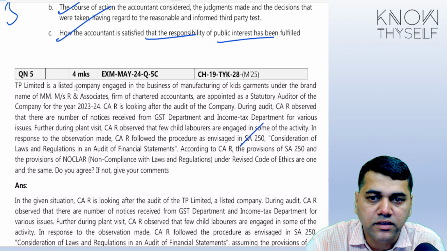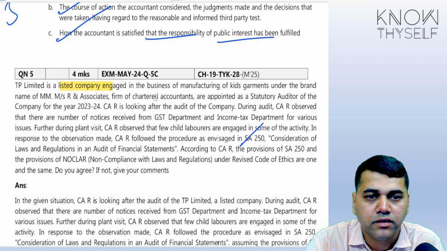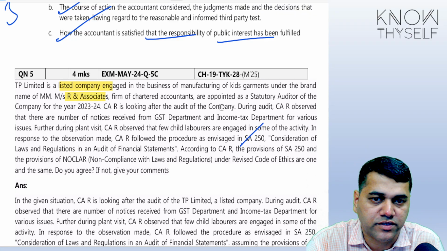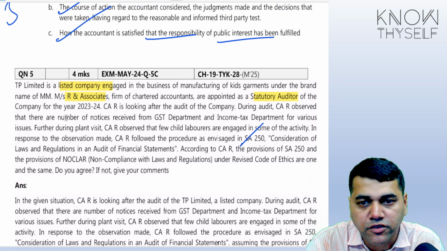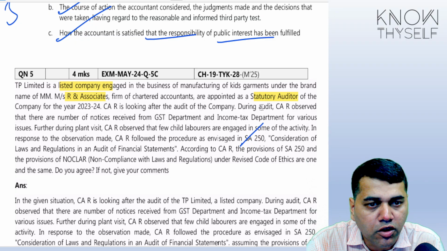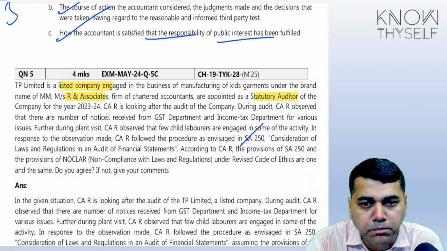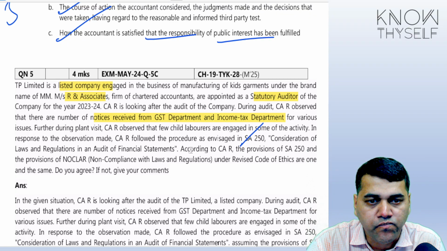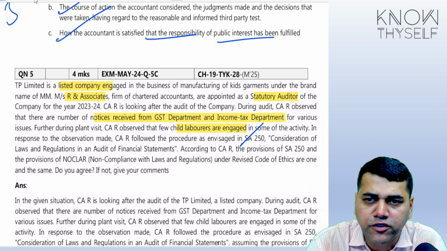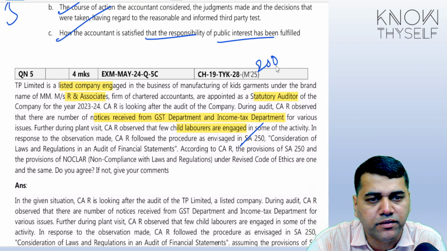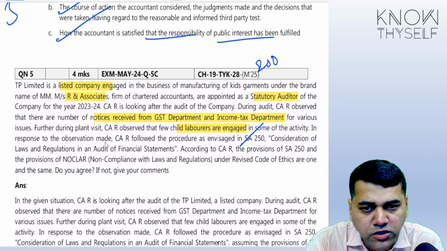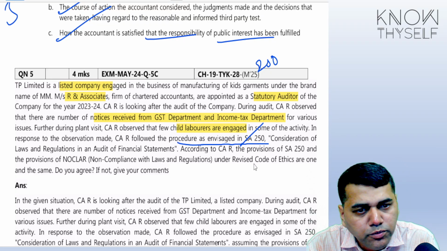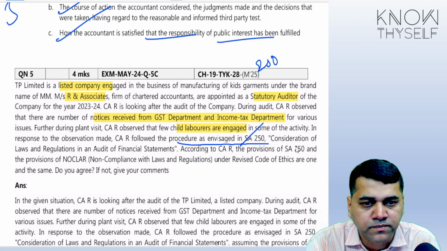TP Limited is a listed company. Now we have to be careful. R Associates is appointed statutory auditor of the company. During the audit, it was observed that there are a number of notices from the GST department and income tax department, and child laborers were engaged. Somewhere your mind will take you to SA 250. In response to the observation, you followed the procedures of SA 250. So now you made up your mind that this must be an SA 250 question.